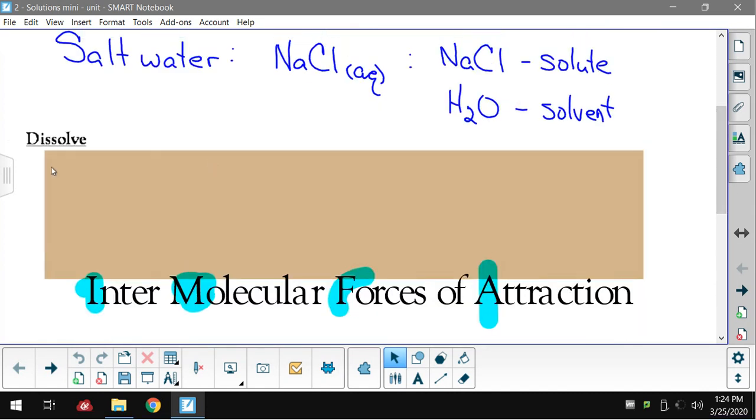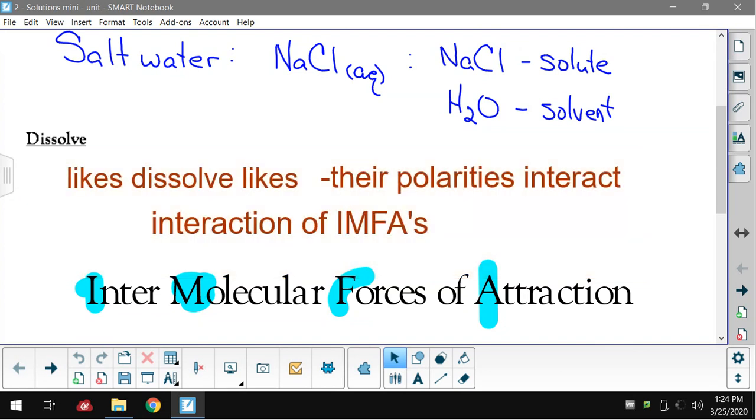Now, to dissolve is a term that you guys, I'm sure, are familiar with. But if I were to ask you to define that, you'd be like, well, I don't know what that means. Well, dissolving has to do with interaction between the molecules, the intermolecular forces of attraction. The whole idea of polarities of different substances interacting. So the phrase "likes dissolve likes" is used frequently when we're talking about dissolving. A polar solute is soluble in a polar solvent. Similarly, nonpolar solutes are soluble in nonpolar solvents.